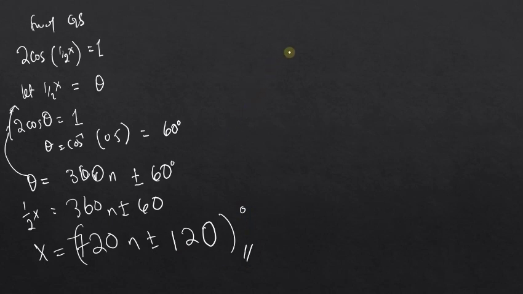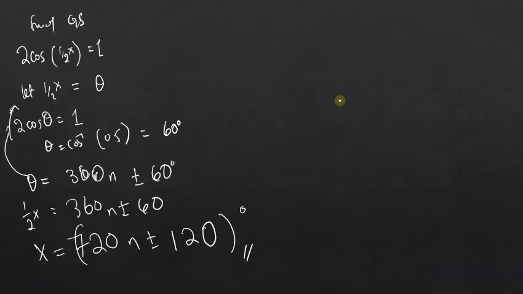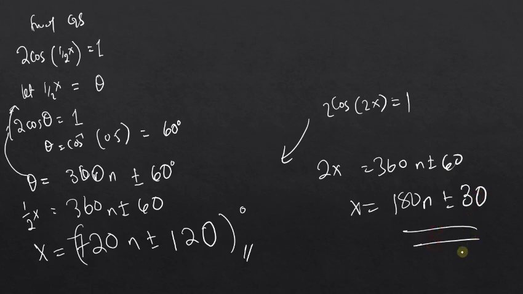You can also be asked the same question, but this time it will be 2x. So we can just have 2 here. Same question, but at this point you have 2x equal to 360 degrees n plus or minus 60. So our x will be 180 degrees n plus or minus 30, because this time we'll be dividing. Take note of that. So that's the whole idea of general solution.